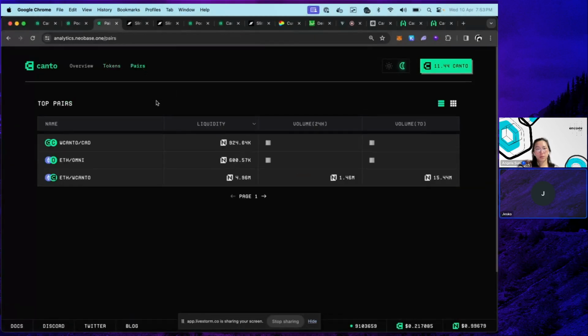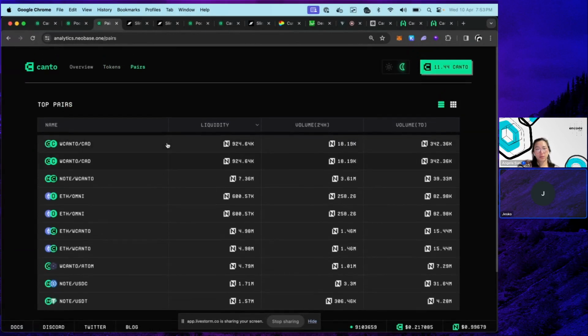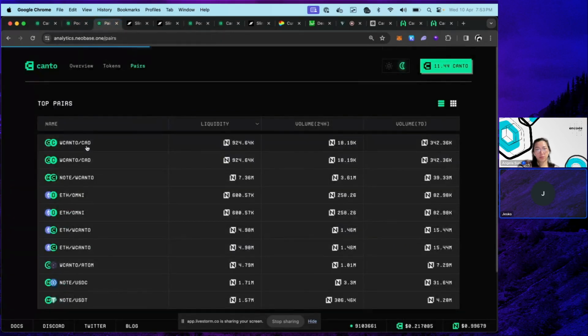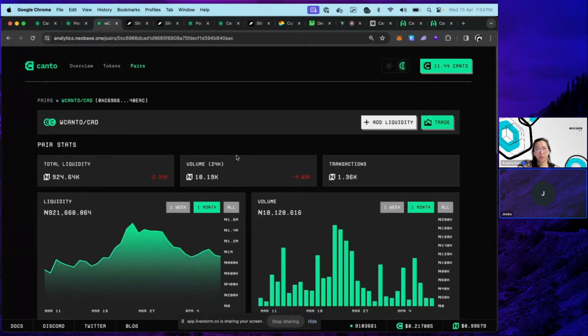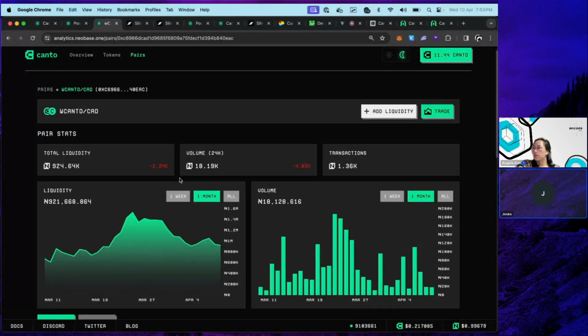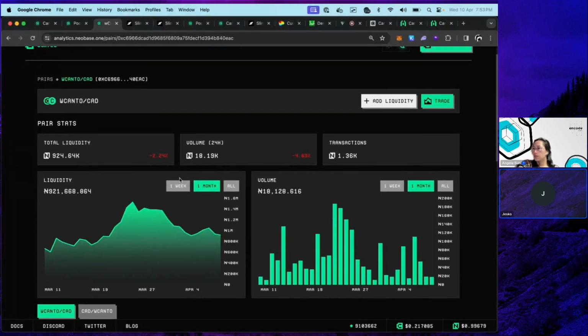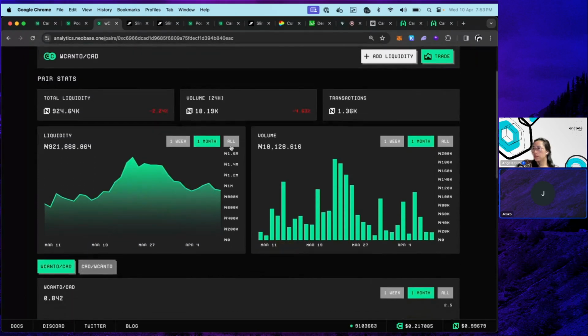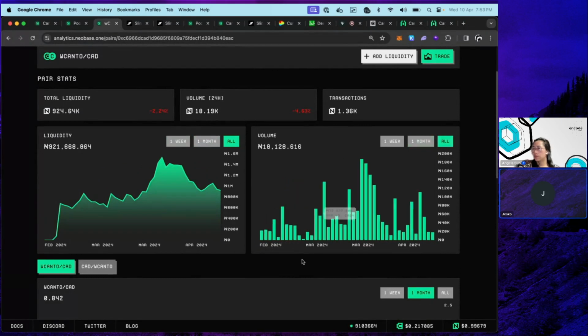Now also we can do a deep dive into pairs. So earlier at the pools page, we were looking at the Canto cadence pair, but once you click on that, we can get a lot more information about this pair, right? So here we can see again the total liquidity, the volume, and the number of transactions for this particular pair with respect to week, month, and all.